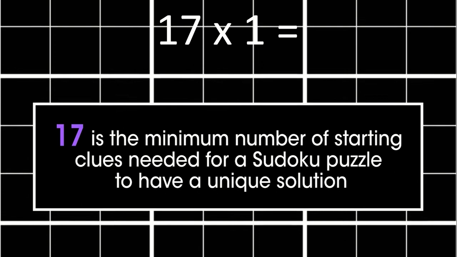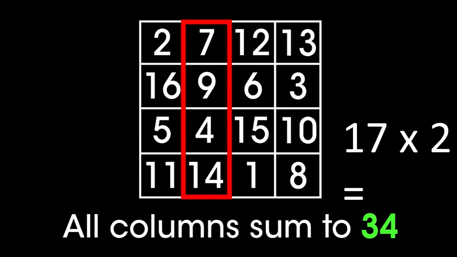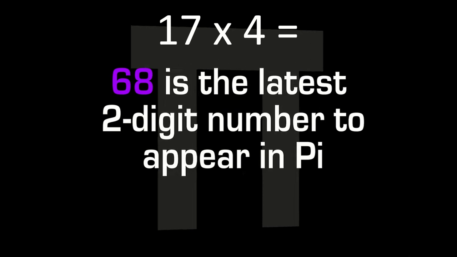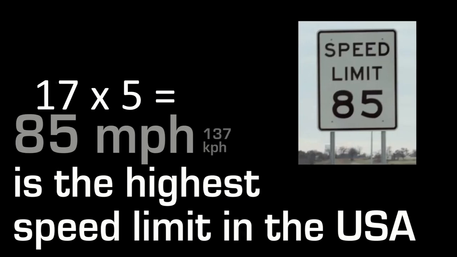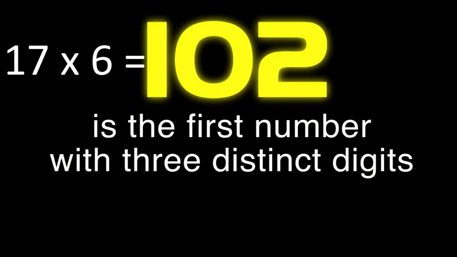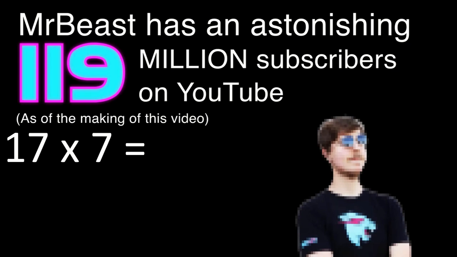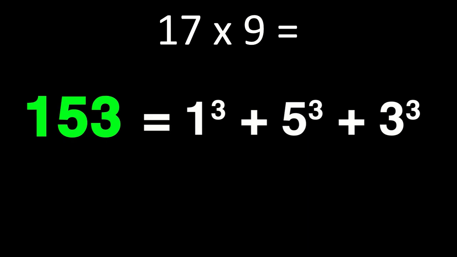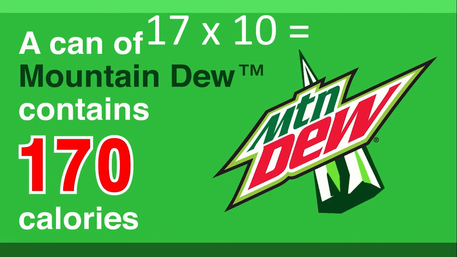17 times 1 is 17. 17 times 2 is 34. 17 times 3 is 51. 17 times 4 is 68. 17 times 5 is 85. 17 times 6 is 102. 17 times 7 is 119. 17 times 8 is 136. 17 times 9 is 153. 17 times 10 is 170.